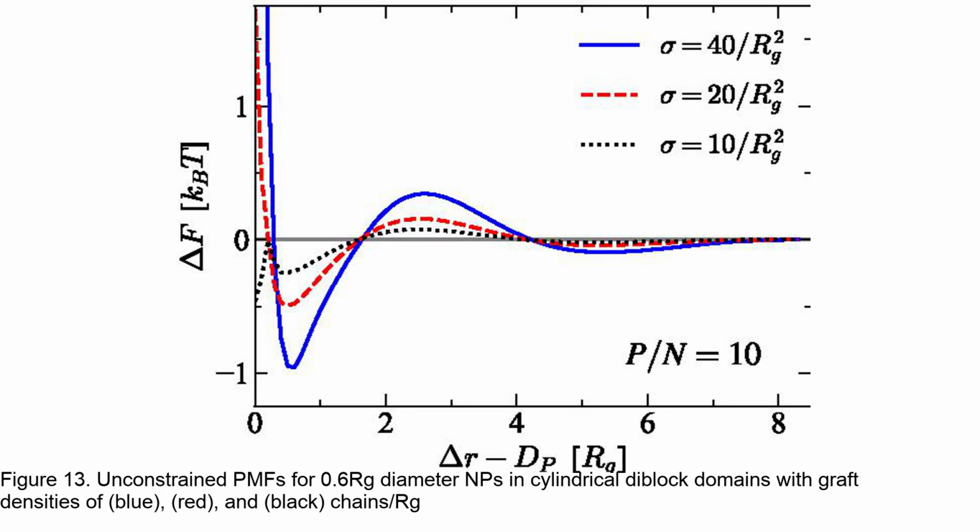Discussion of the unconstrained PMFs for grafted NPs in cylindrical diblock copolymer domains with different graft densities. The PMFs show the effective interaction energy between the particles as a function of the distance between their surfaces. The results indicate that the graft density can tune the strength of the NP interactions.